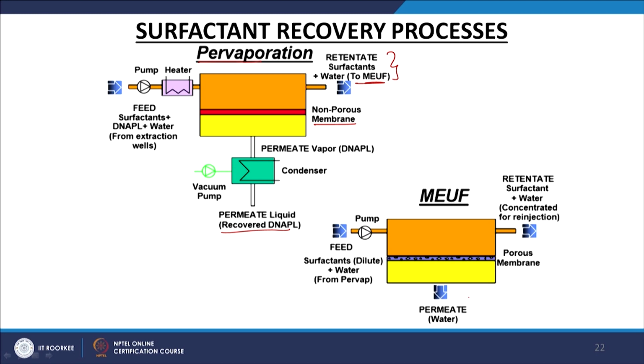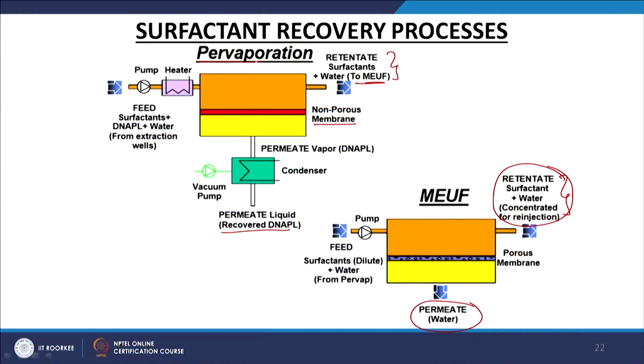Again what is happening out here, we are again having permeate, which is water, and some surfactant plus water, which is concentrated for re-injection, right. So this particular concentrated surfactant is now going to be re-injected again. So again 2 stages, pervaporation and MUF. We are not going to go through that in relatively greater detail; this is more or less based on ultrafiltration, right. MUF is based on ultrafiltration.